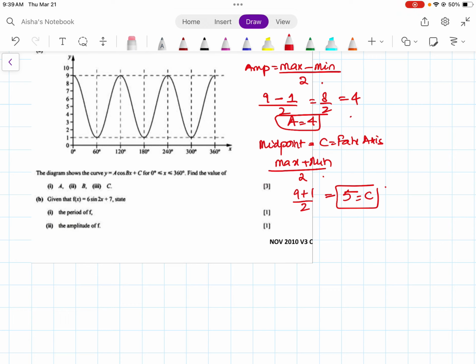Now B gives you the frequency. How many cycles of cos in 1? 1, 2, 3. So the value of B is going to be 3. So these are my answers, and these are the formulas that I need to know.